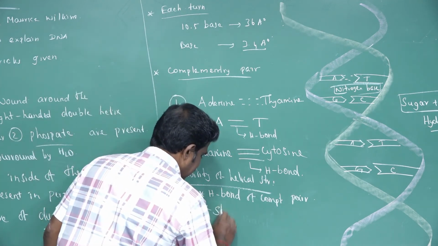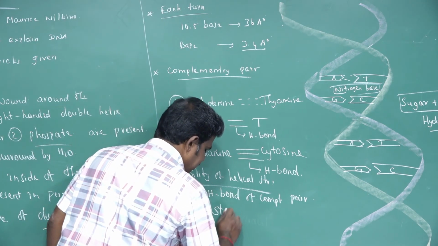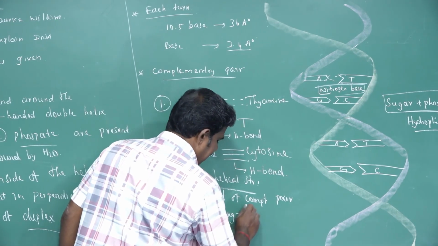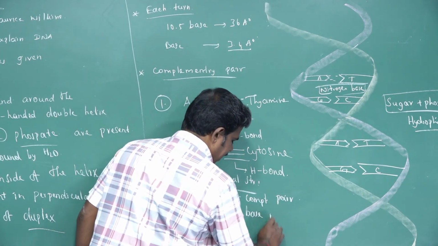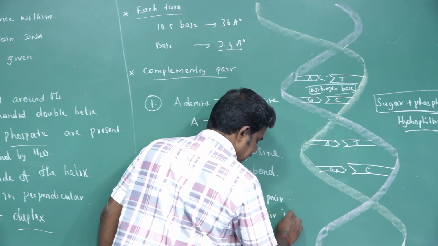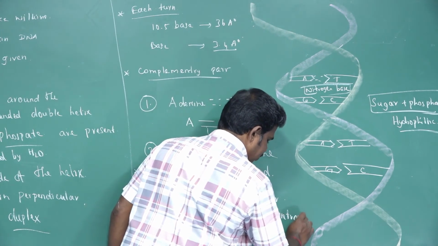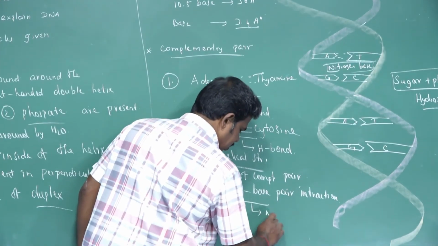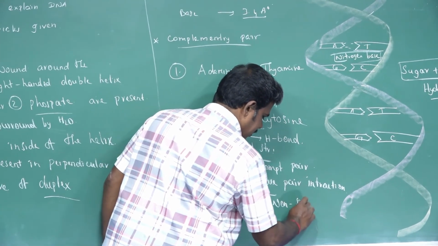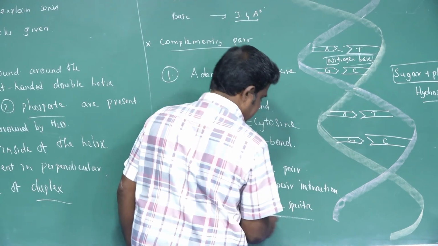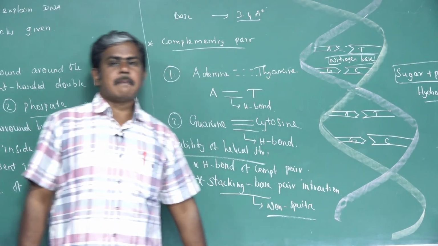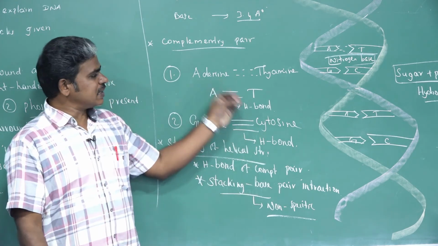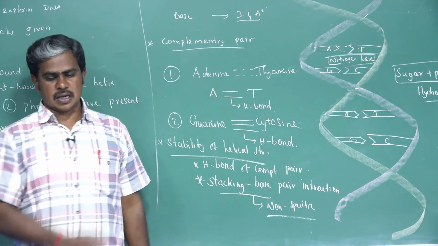So we are taking the nitrogen base stacking interaction, the stacking base pair interaction. This stacking base pair interaction is non-specific, and it takes the major role in the stability of the double helix. So that is the structure of DNA.